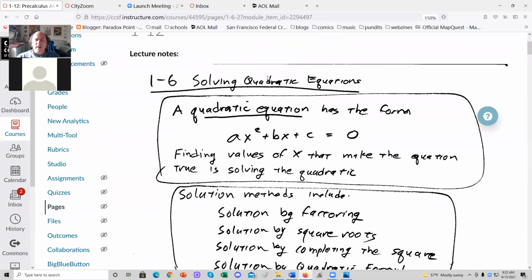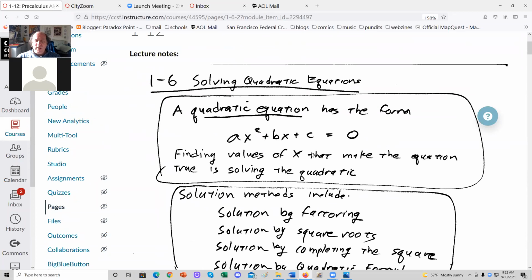Section 1.6, solving quadratic equations. These are equations in the form ax squared plus bx plus c equals 0 for some value of x. Now, it might be there are no values of x that work, or 1, or 2. That depends upon something called the discriminant.